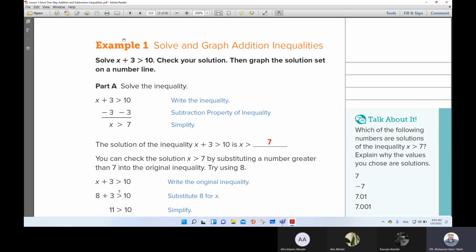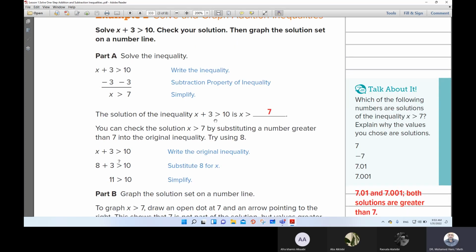For example, solve and graph addition inequalities. Solve x plus 3 greater than 10, then check your solution, then graph the solution set on a number line. The first step, we want to solve the inequality. Rewrite x plus 3 greater than 10. Then we want to remove the constant from this side to keep the variable alone. So add the inverse of 3, which is -3, to the two sides. Plus 3 and minus 3 will be 0. Remains x greater than 10 minus 3, which is 7. So the solution of x plus 3 greater than 10 is x greater than 7.